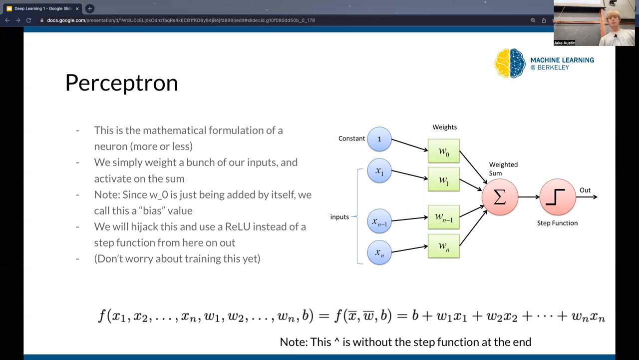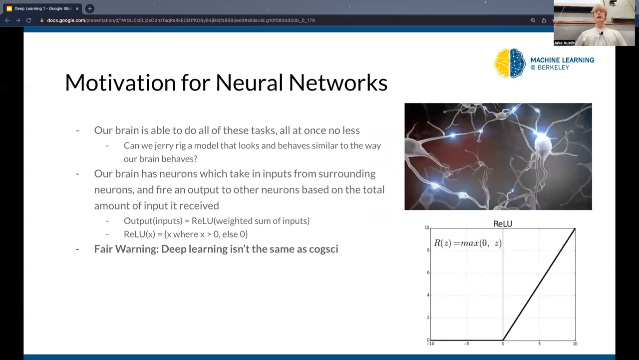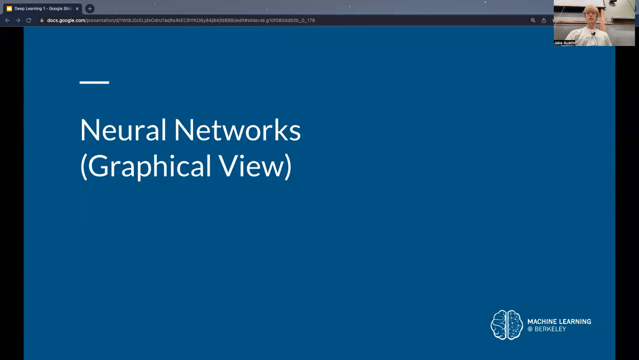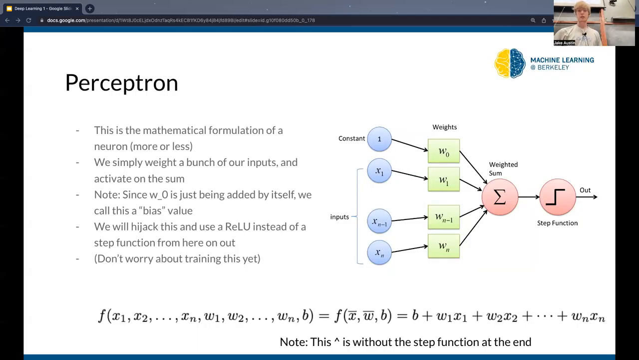So we have a whole bunch of inputs in blue, x1, x2, all the way to xn. We're going to weight them all and add them and then activate on them with some kind of step function. We're going to hijack this and replace the step function with a ReLU, which on this graphic, you can see for any value less than zero, it spits out zero. For any value greater than zero, it's going to spit out the value it took in.